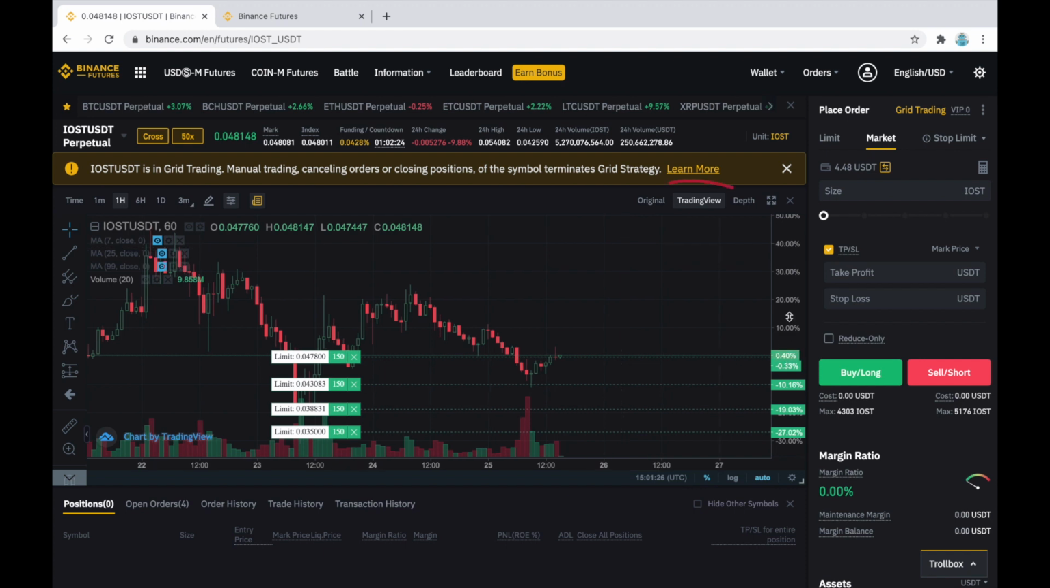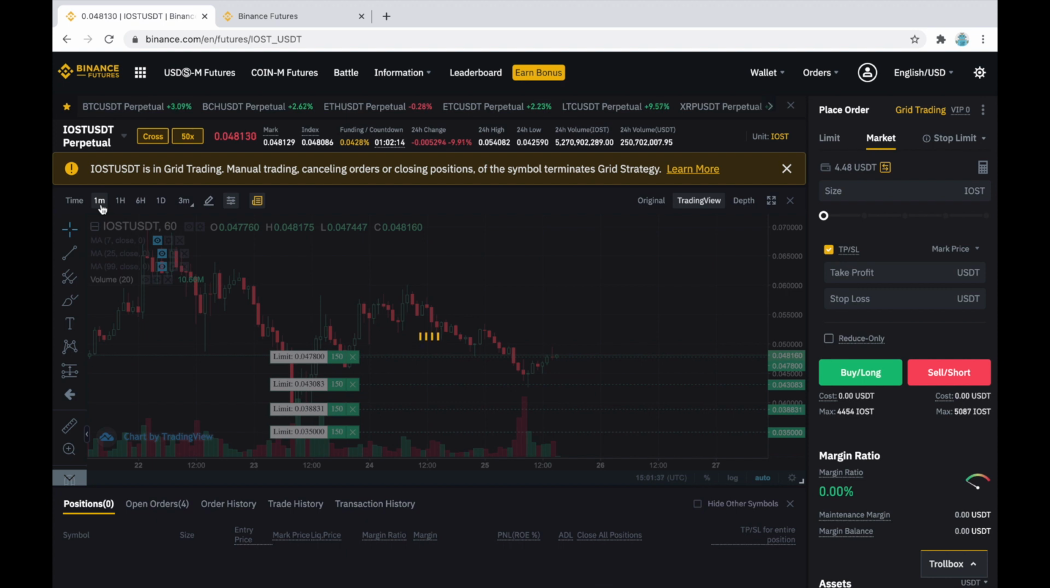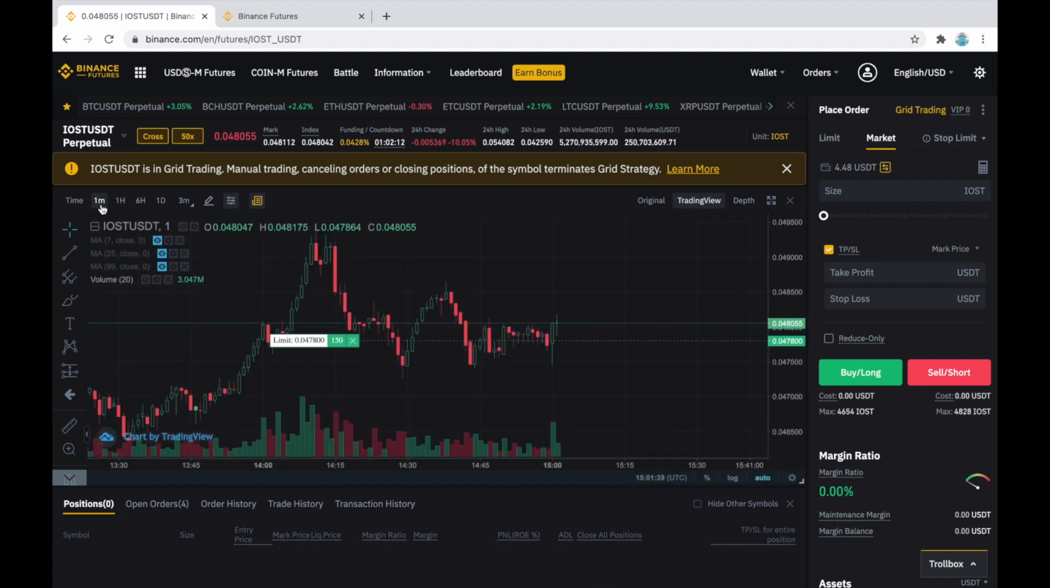Switch to the Trading View tab to see the grid lines, in the same way I am seeing them on my screen. Let me do a close-up of the price, by switching to a 1-minute view. While we're waiting, I want to point out something very important. When I was setting up this grid framework, I had set up 3 grids only. But if you noticed a moment ago, there were 4 long positions, and also 4 green lines.